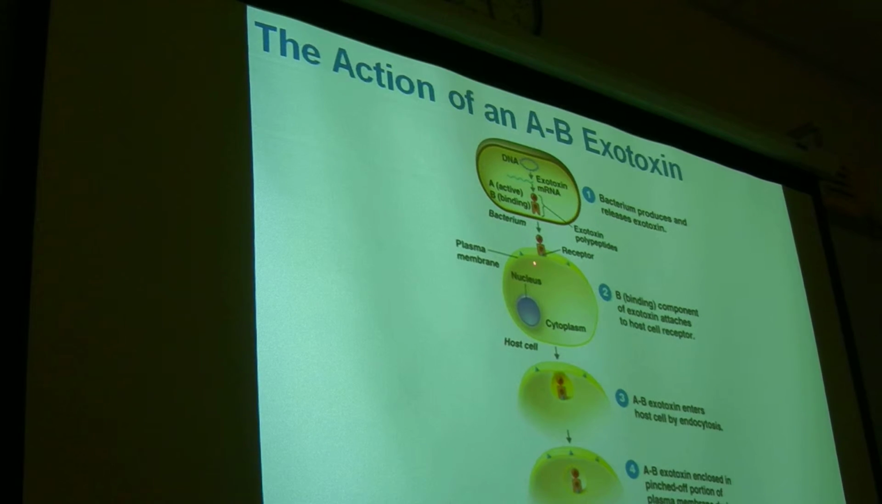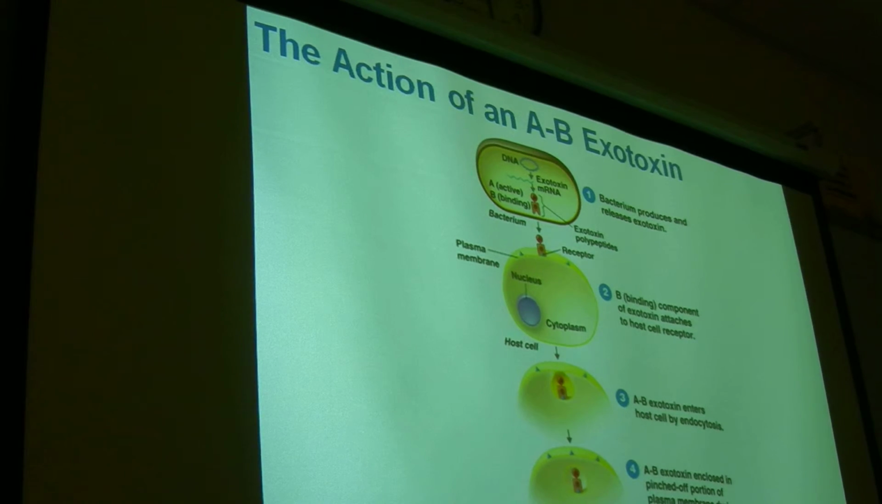It gets secreted out into the environment, at which point the protein B part of the toxin binds to a receptor on the host cell. The host cell thinks it's something else, thinks it's a nutrient, and takes it inside the cell. Once it's inside the cell, A and B split up. A is the actual toxic part of the protein, and the way it's toxic is it inhibits protein synthesis. So it prevents mRNA being converted into protein.